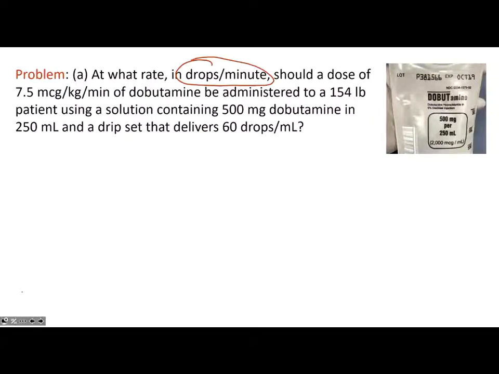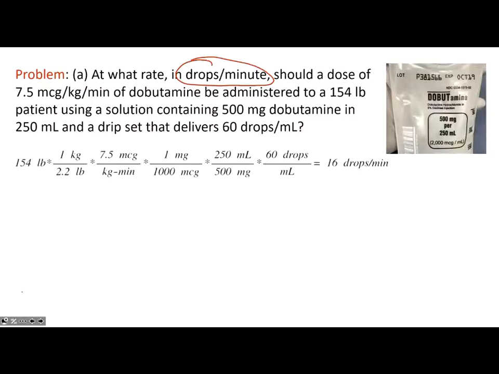Okay, this is patient specific now. So we want to calculate an infusion rate for this patient, the dose of the drug. Again, the volume will be based off of the dose that we need, and this dose for this patient, for dobutamine, I'm sorry, is based off of weight. So let's start with this patient's weight, all right?